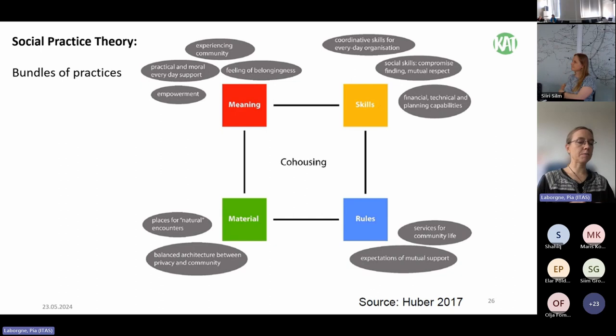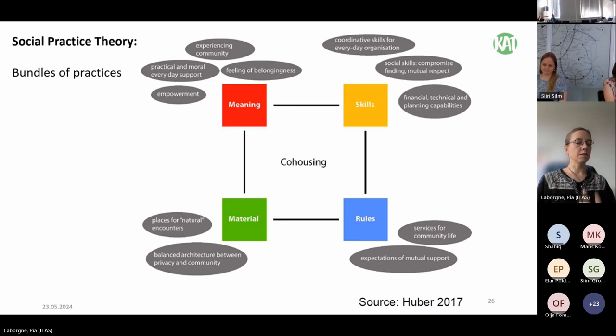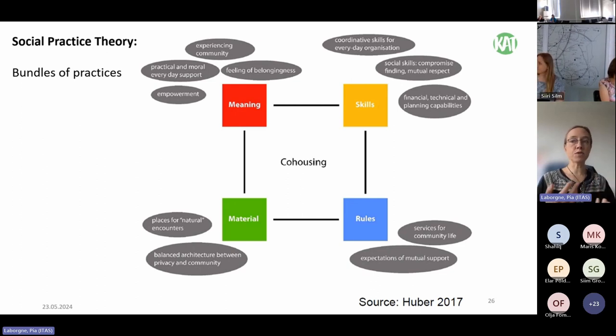The material dimension highlights the importance of physical surroundings, of the infrastructure you can use, of the objects you have at your disposal. For example, in this case, to have an architecture that allows at the same time privacy, but also community, places for encounter. In mobility, it would, for example, be: do you have a cycling path? Do you have public transport nearby that you can use?